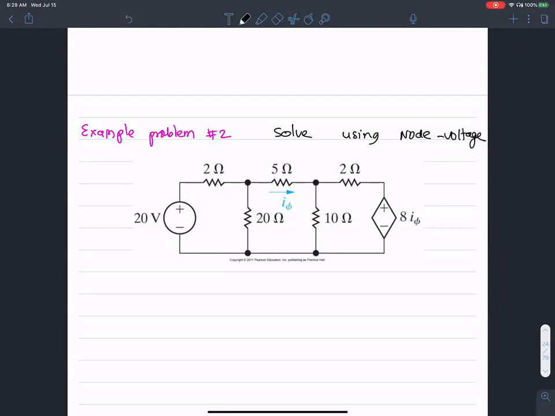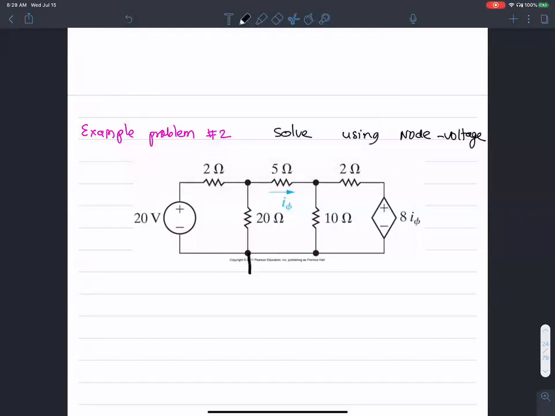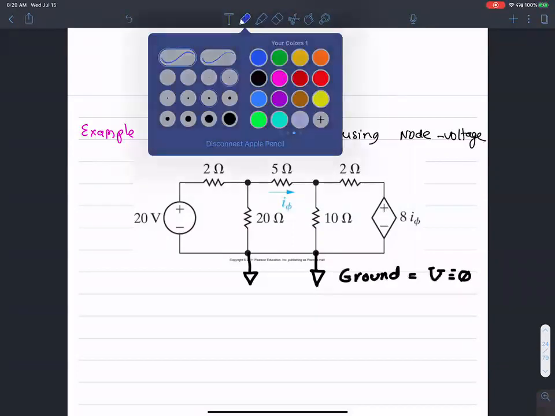Okay, the problem is to solve using the node voltage method. Remember step one. The first step was to identify the ground. So I'm going to define this node as ground, meaning the voltage for that node is considered to be zero. Okay, meaning that it's considered to be at 0 volts.